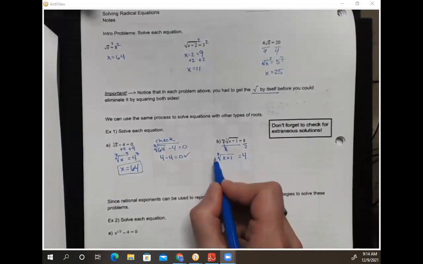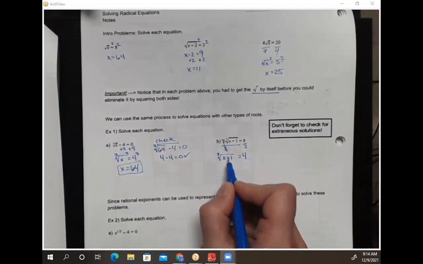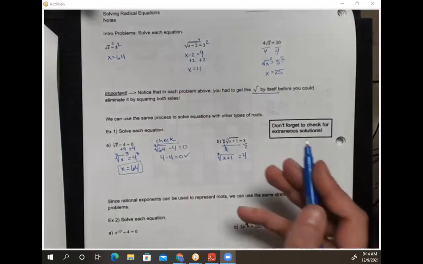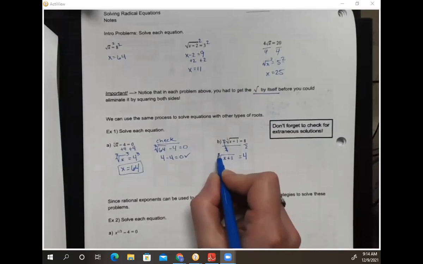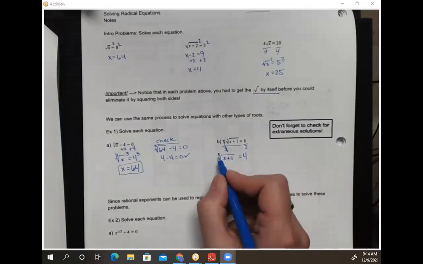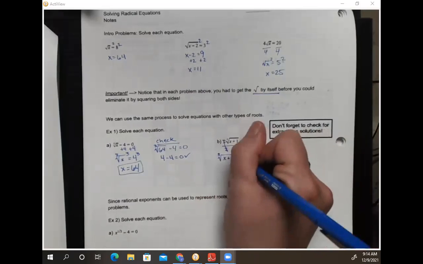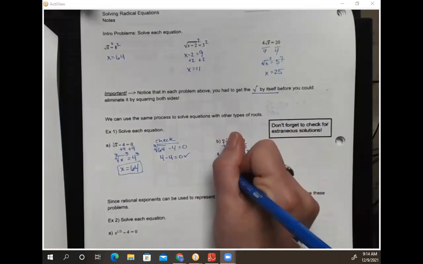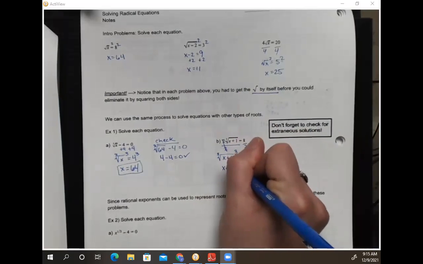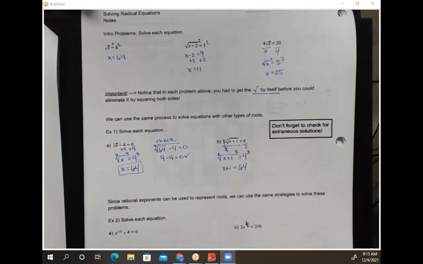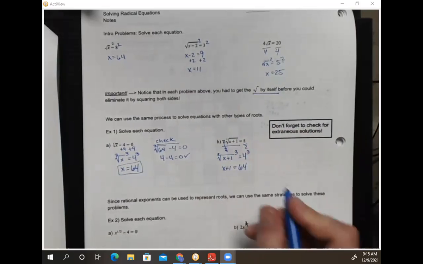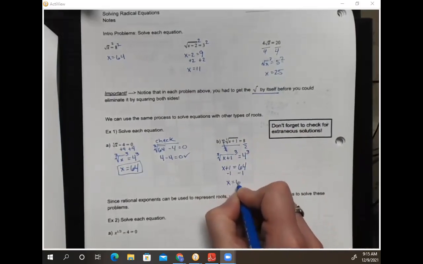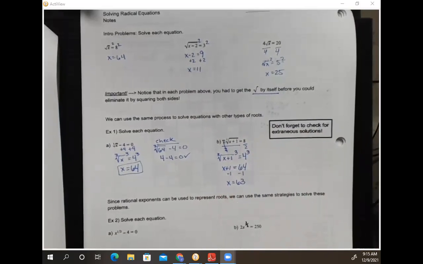Now that I have just the root on this side, okay, now this is a problem like the second one up top. So in order to get at anything under the root, I have to get rid of the root. Since it's a cube root, to get rid of it, I'm going to take this to the 3rd power. I'm going to cube it. So I would get x plus 1 equals 64. And then to get x by itself, subtract 1 from both sides. So we get x equals 63.